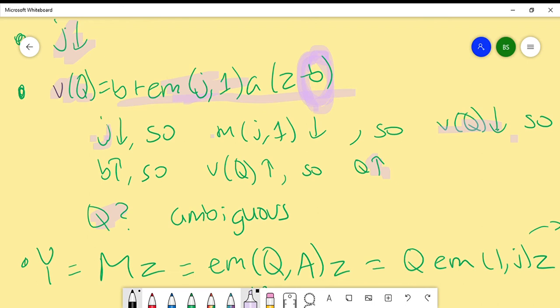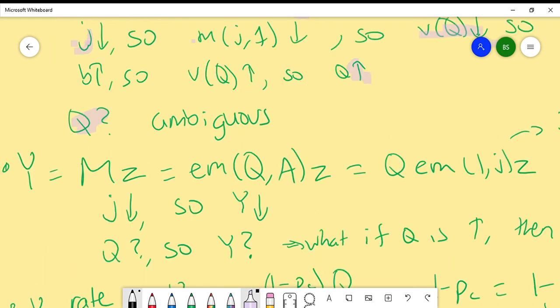So now we're going to look at Y. Output Y equals M times Z equals EMQAZ equals QEUM and that entire function. And we know that J decreases, so this thing decreases. But since Q is ambiguous, we don't really know if it's going to go up or down. We can't actually say anything about Y, so Y is also going to be ambiguous.